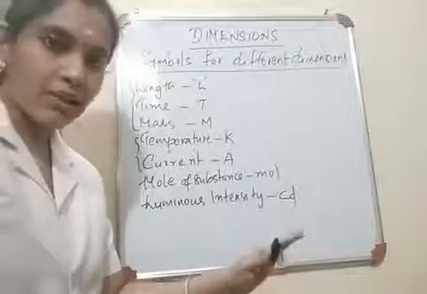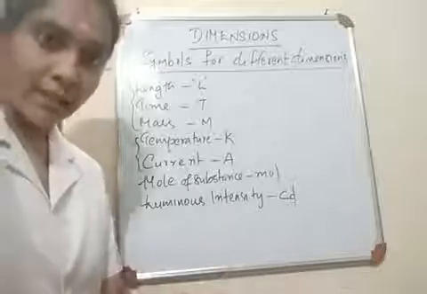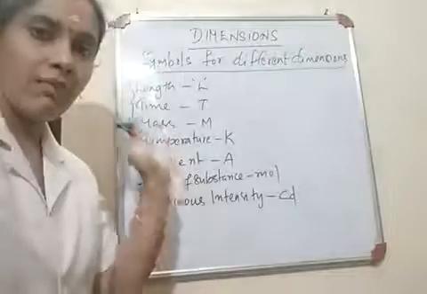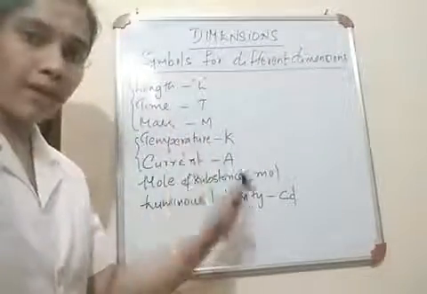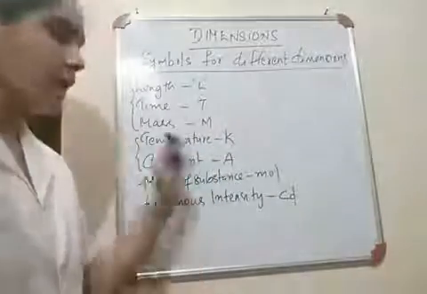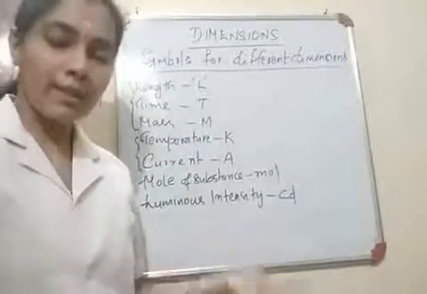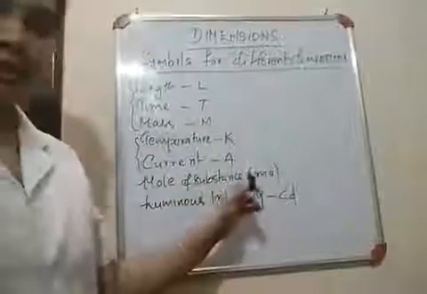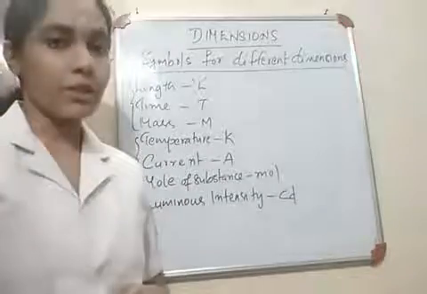So anything which is expressed in meter or centimeter or kilometer, millimeter, like that, should be expressed in capital L whenever you write in the dimension form. Anything which is expressed in terms of second must be written in capital T in dimension form. Anything which is expressed in gram, milligram, pound or anything, that must be expressed in capital M whenever you write it in the dimension form.